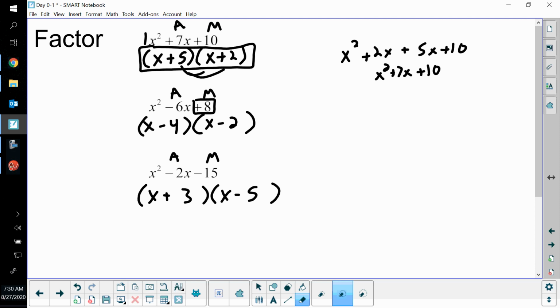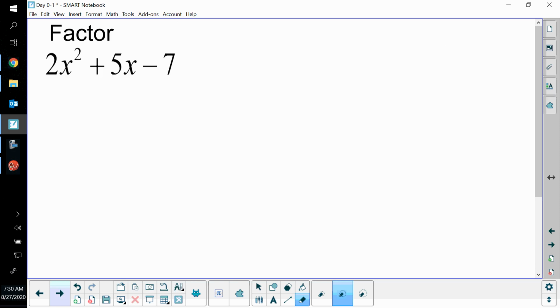So those are basic factoring. The main thing I want to practice today is more difficult factorings. Factorings when the leading coefficient is not 1. We are going to show you a technique that will turn this into a factor by grouping problem.